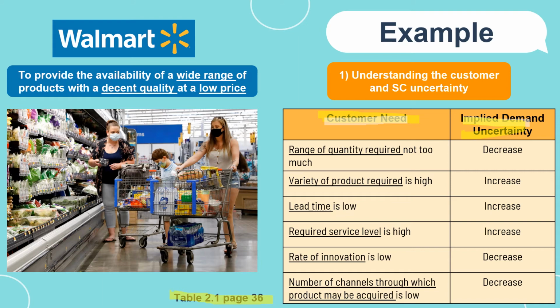And then lastly, the number of channels through which product may be acquired is low, because Walmart customers will directly go to Walmart, not to the other channels that Walmart has. They will go directly to the Walmart store. So this causes the implied demand uncertainty to decrease.